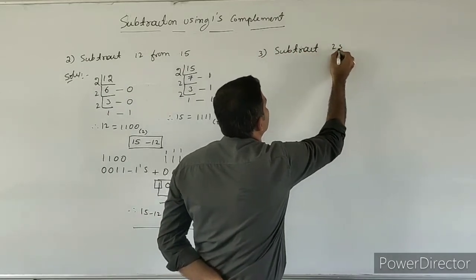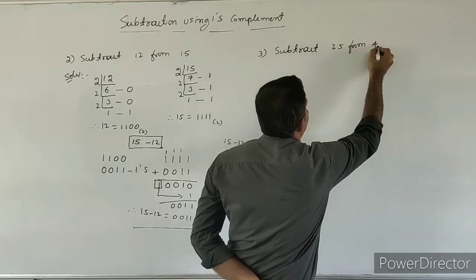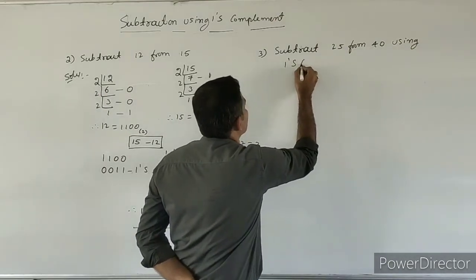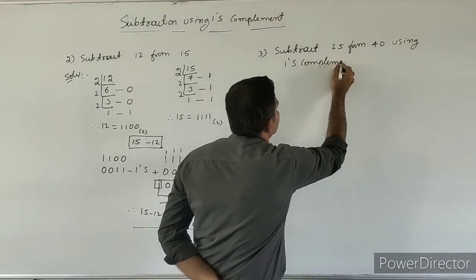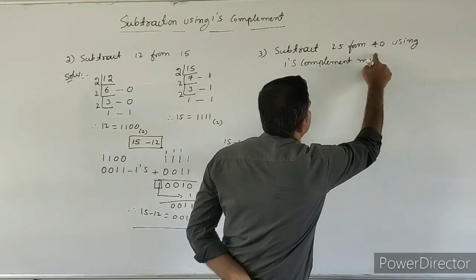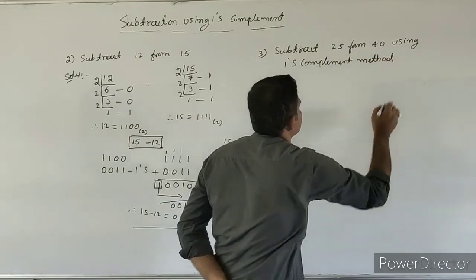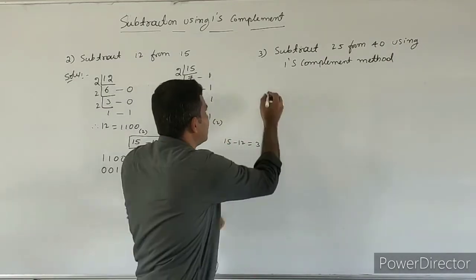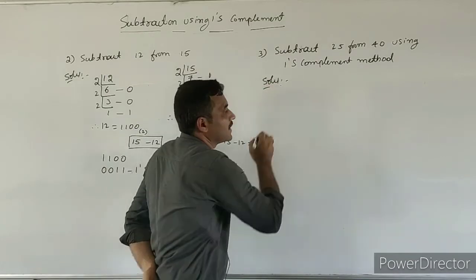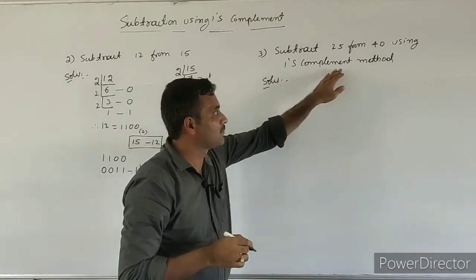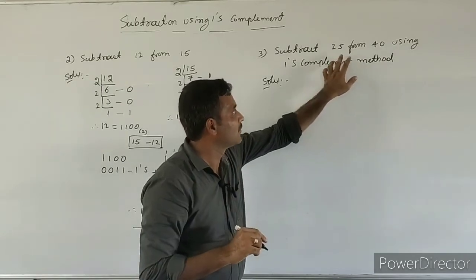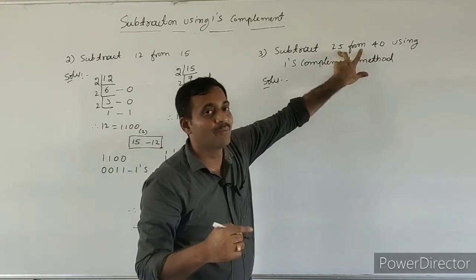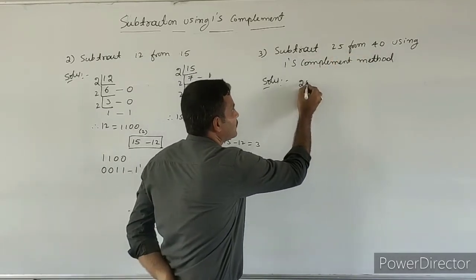Subtract 25 from 40 using the ones complement method. Here 25 and 40 are decimal numbers. The ones complement method is only for binary numbers, but 25 and 40 are decimal numbers. First we have to convert 25 and 40 to binary numbers, using the dividing by 2 method.